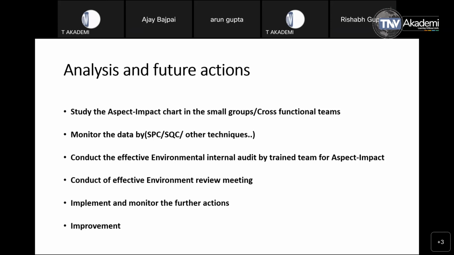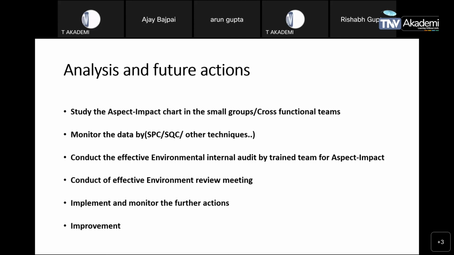Do you understand the concept of significant environmental aspect and then following the results of the impact? So unless these concepts are clear with the internal auditor, the results will not be what we expect actually. Then once we do that, we are supposed to conduct an effective environment review meeting where the data, facts and figures on aspect impact analysis are presented.